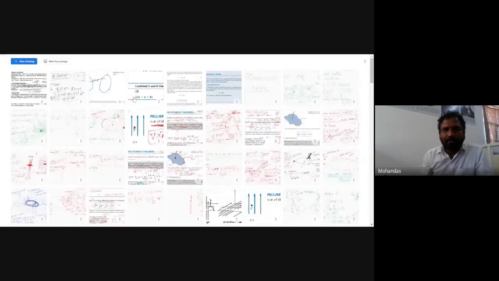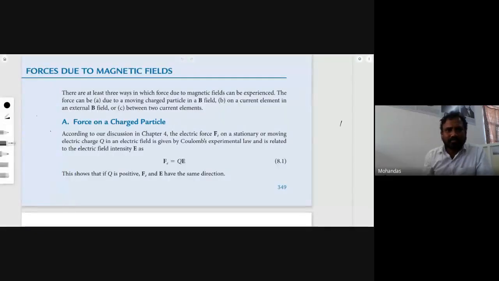Okay, right. So let me start with the magnetic forces. Magnetic forces on a charged particle, a current element and a loop. Now we are going to discuss the forces due to a magnetic field. Generally, there are three types of forces due to a magnetic field.